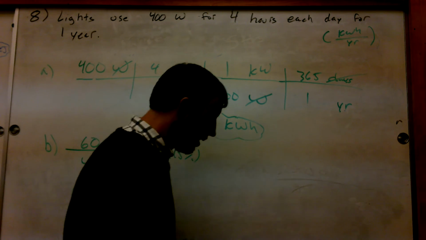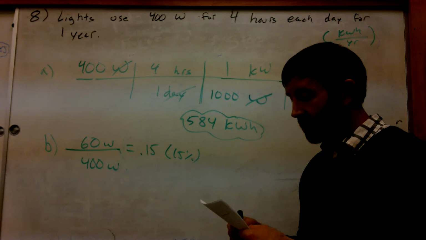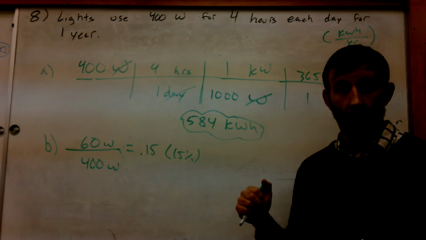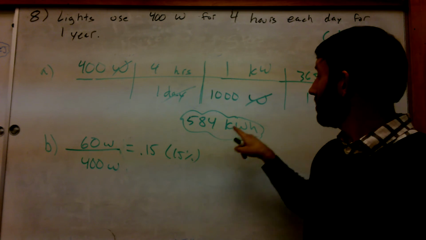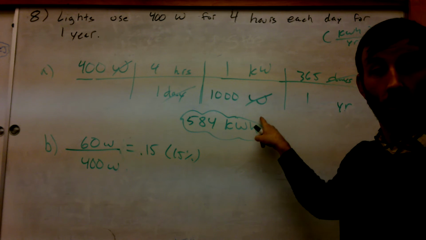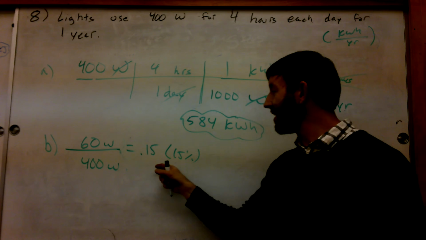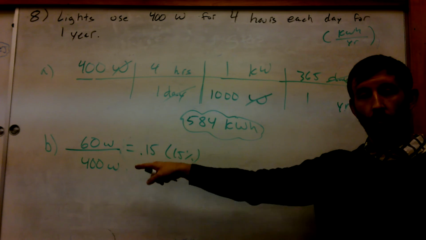Okay? So with that, how many kilowatt hours does this represent in savings? Here's how many I used with the old school incandescent bulbs, 584 kilowatt hours. If I save 15% of that, that's how much I'm saving. So it's a simple multiplication problem now.